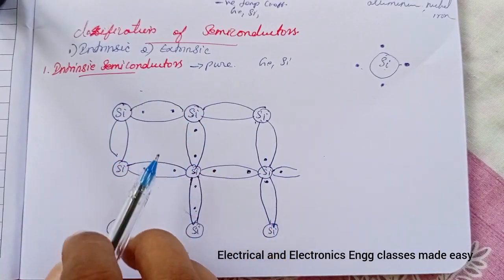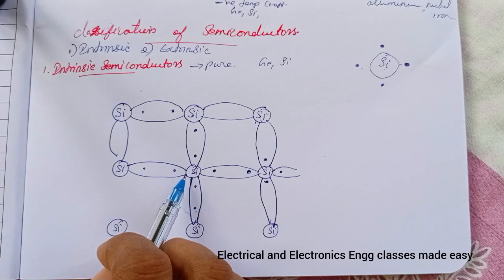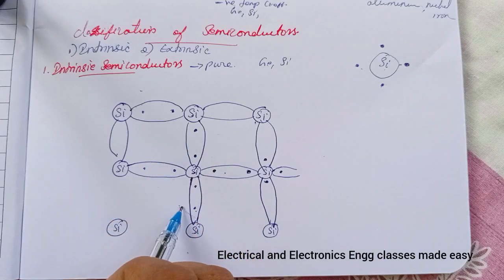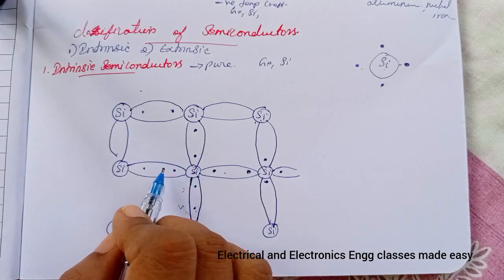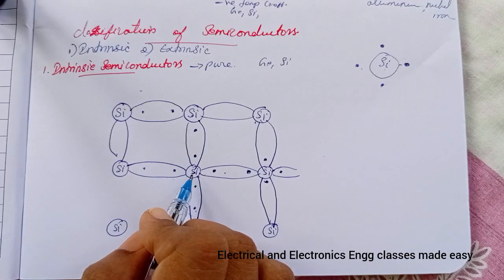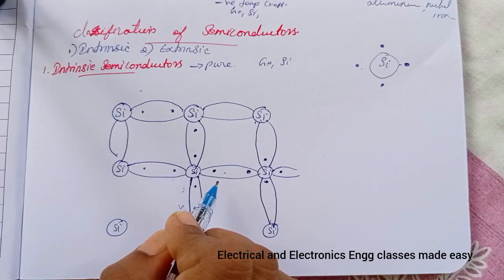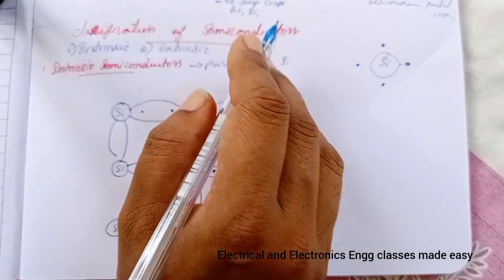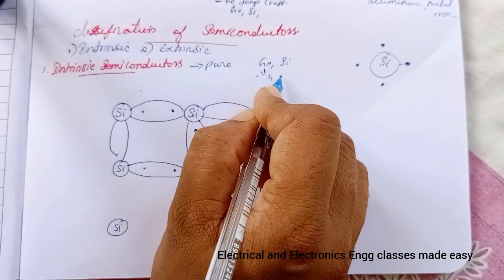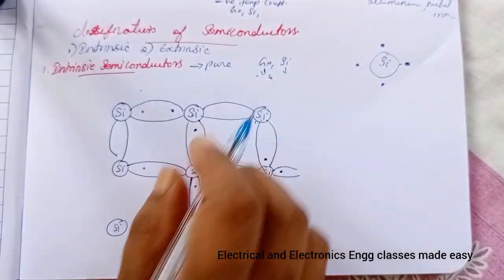And a silicon atom with its 4 valence electrons shares an electron with each of its 4 neighbors, and this effectively creates 8 valence electrons, which produces the covalent bond. So this is the covalent bond that holds the atoms together. Covalent bonding for germanium is similar because it also has 4 valence electrons in the outermost shell.